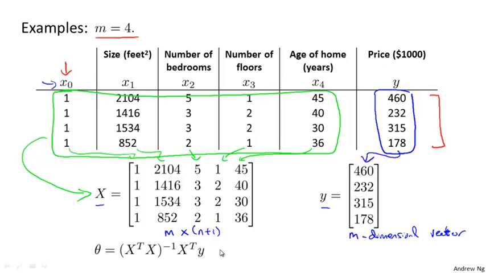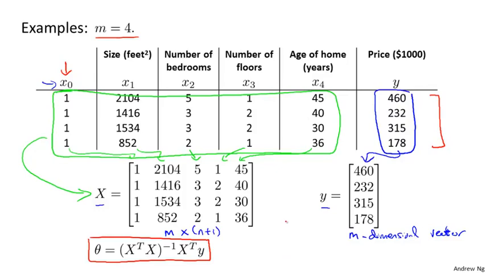Finally, if you take your matrix X and your vector Y, and you just compute this and set theta to be equal to X transpose X inverse times X transpose Y, this will give you the value of theta that minimizes your cost function. There was a lot that happened on this slide, and I worked through it using one specific example of one data set.